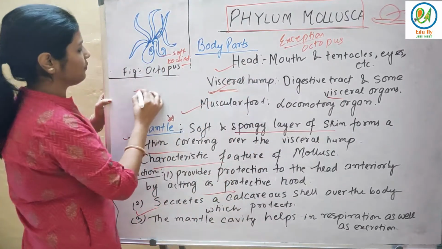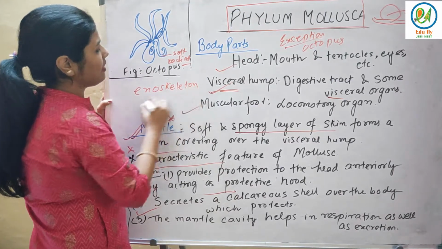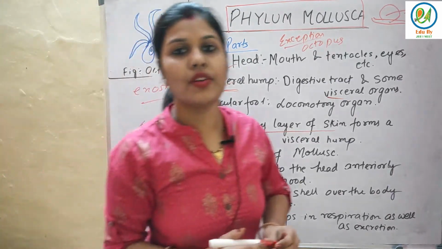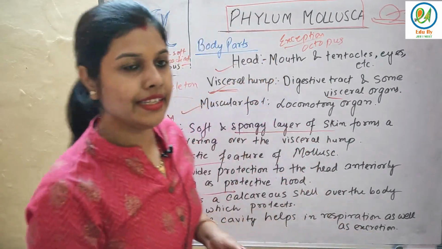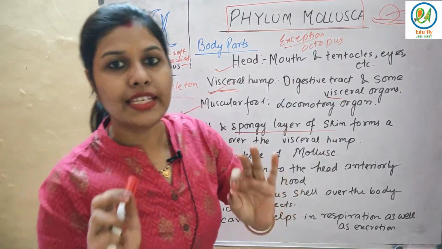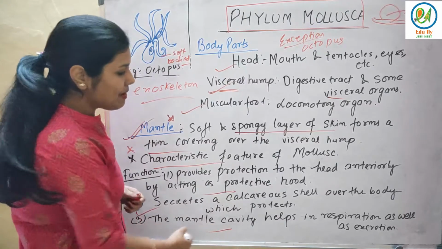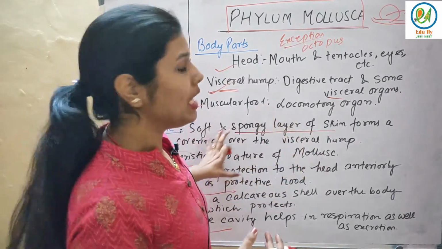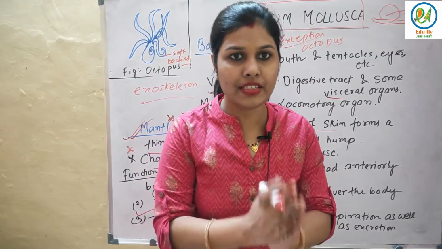This calcareous shell is also known as exoskeleton. I'm writing here, exoskeleton. Fine. That calcareous shell is known as exoskeleton. If this term comes, you should not get confused with the calcareous shell. Fine. Exception is octopus. Octopus doesn't have that calcareous shell. They are very soft bodied animals. Fine. Next is the mantle cavity. That mantle cavity helps in respiration as well as excretion.